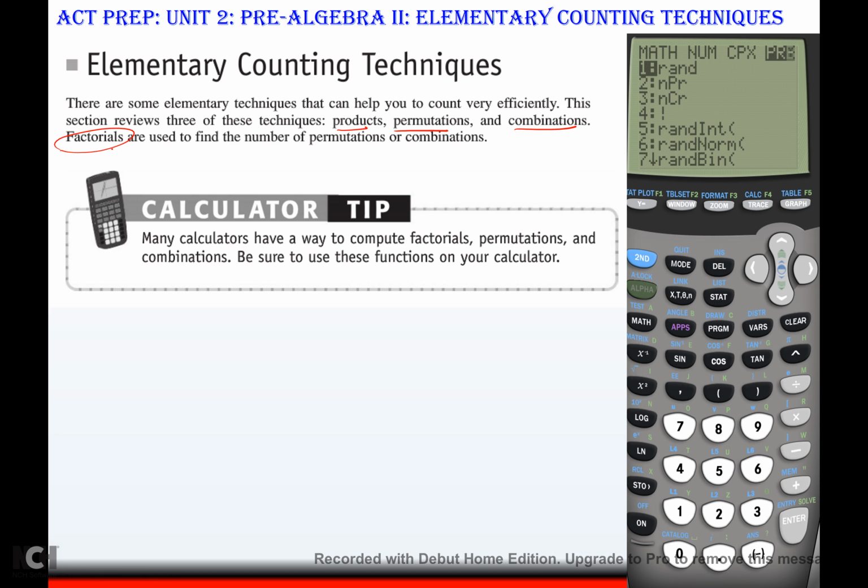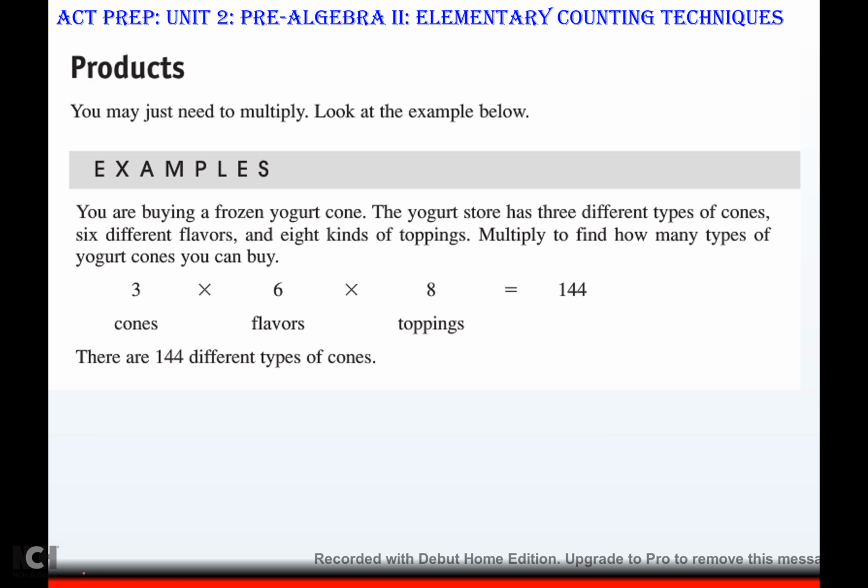So on a calculator, to get there, what you do is you hit your math key. You're going to arrow over to PRB, probability. There's your factorial, and then you want these two. This is a permutation, nPr, and this is a combination, nCr. Okay? So you need to know where those keys are.